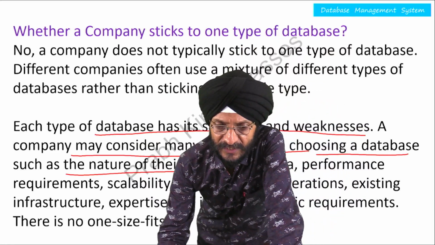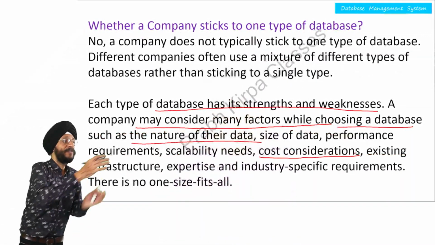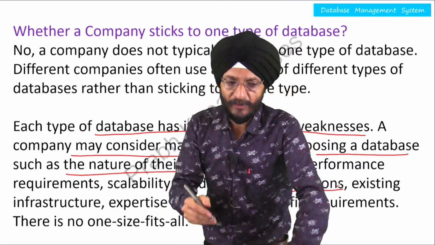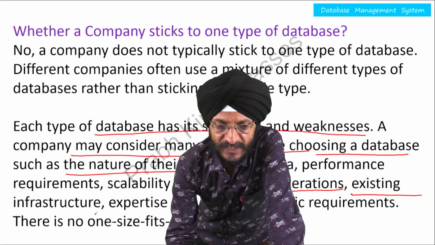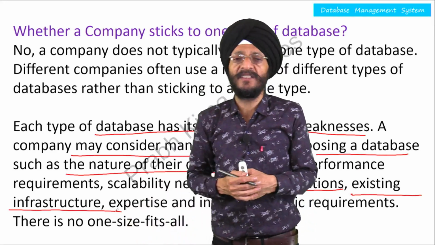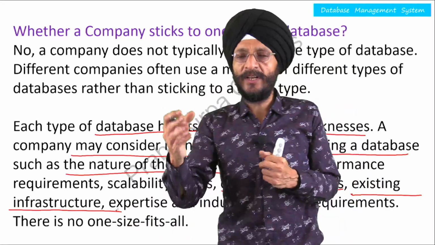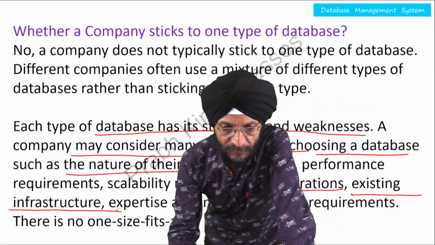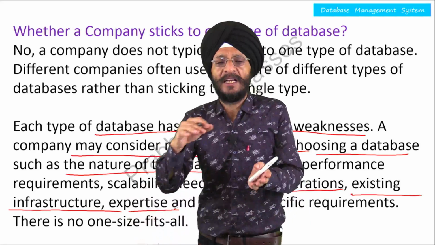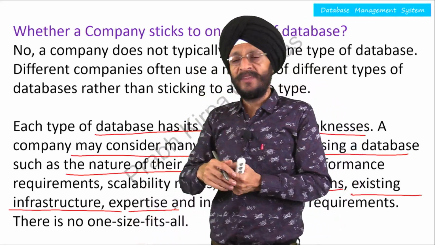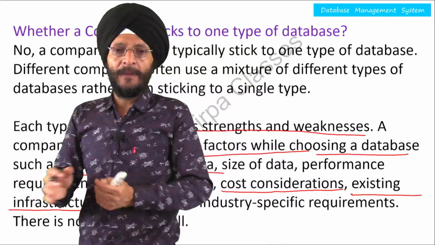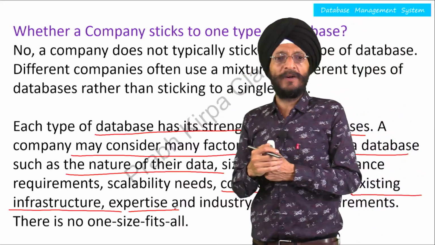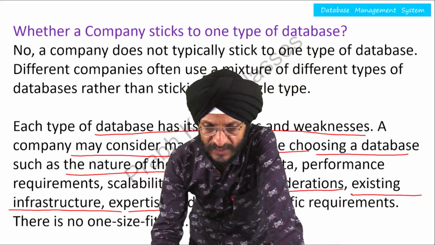Then the organization also looks into cost considerations, which type of database is within the budget of the particular organization. What is the existing infrastructure? If the existing infrastructure is very out of date, the organization will naturally like to upgrade it. What type of expertise is required? If the expertise is of a very high level, then naturally more skilled labor will be required to be hired, and more budget will be required for the same. Then what are the industry specific requirements?